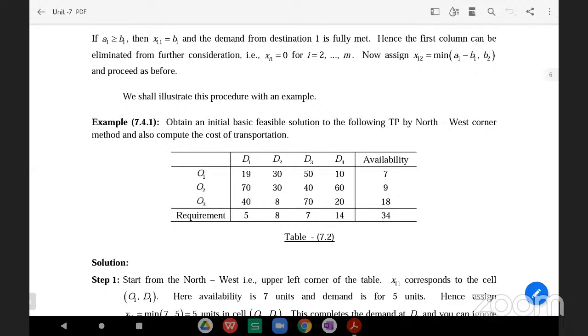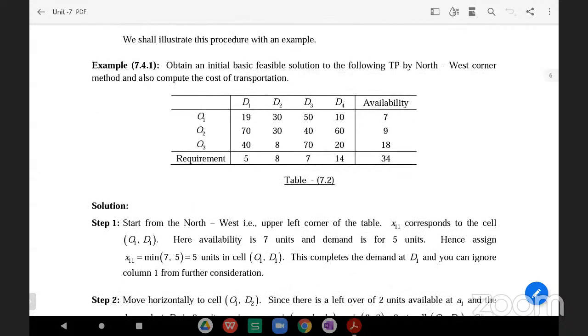Here, obtain an initial basic feasible solution to the following transportation problem using the northwest corner method, and also compute the cost of the transportation. Here, origin 1 to destination 1, 19 is the unit shipping cost. Availability is 7, requirement is 5. So which is less? Your demand is 5 only.